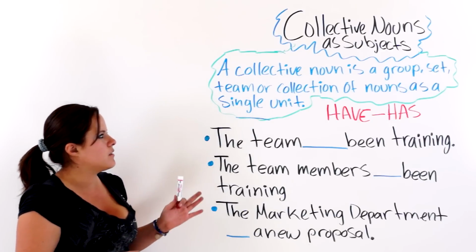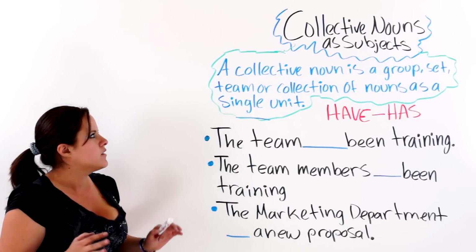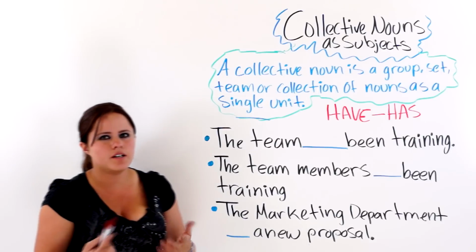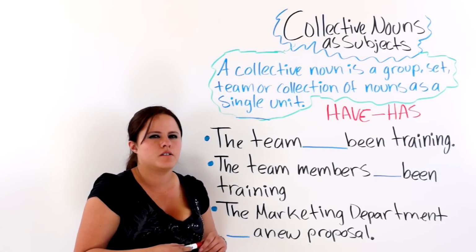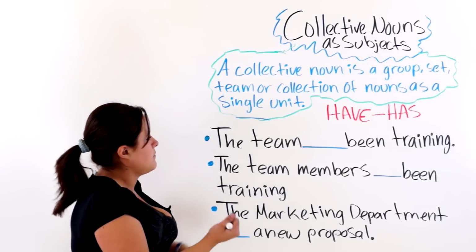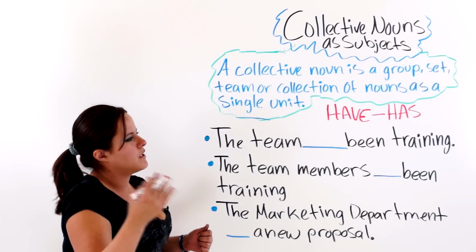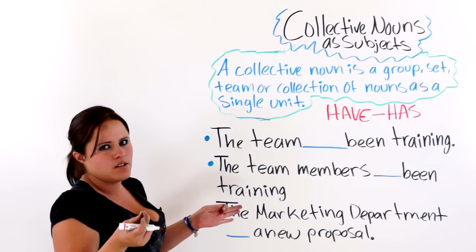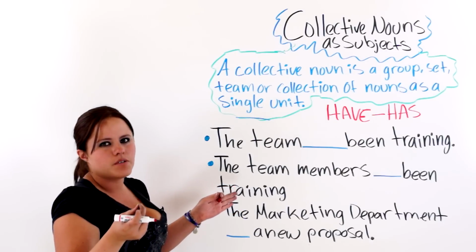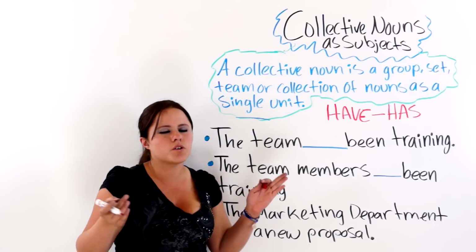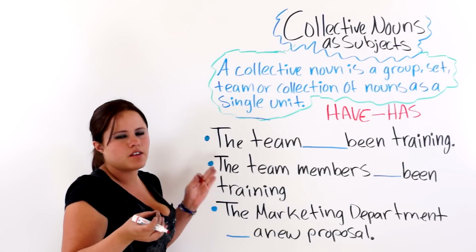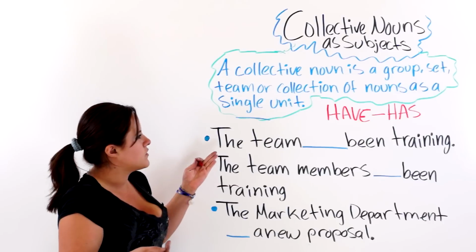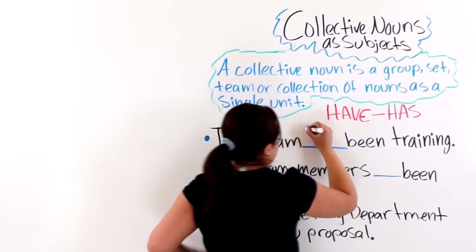The team blank been training. We are speaking about the team. It is a collective noun working as a unit or separately, or as separate elements. A unit, that's right. The team, so which one are we going to use? Have or has? Because it is working as a unit, it has. If the elements of this collective noun were to work separately, we would say they have. So it is a unit, it has. So the team has been training.